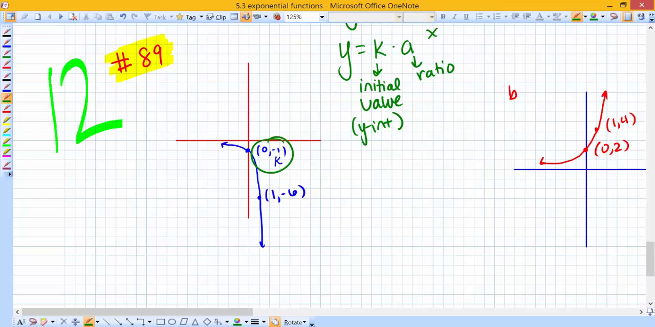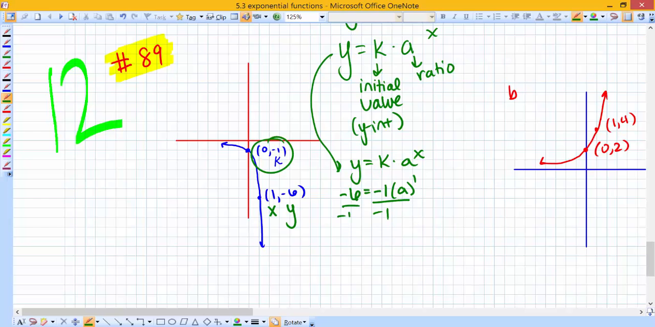My ratio, I don't know my ratio, but I am given a random point on the graph, which is my xy. Just call it xy. Any point on the graph can be called xy. But I'm going to use the one that they're giving me. So I'm going to use this equation down here. y equals k times a to the x. In place of y, I put -6. In place of k, I put -1. a is what I'm looking for, and x is 1.